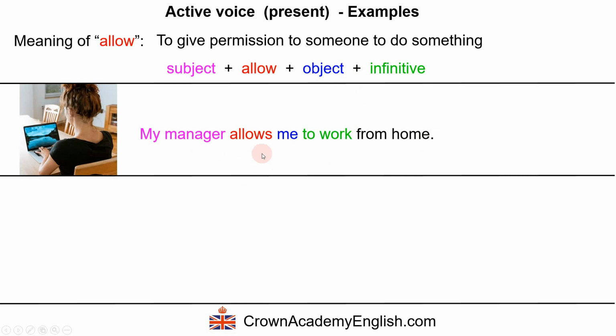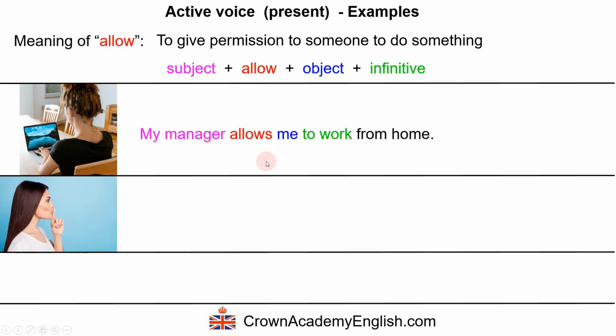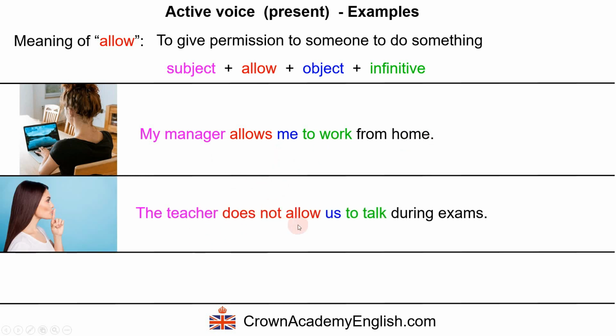So this is the present simple. So this means my manager gives permission to me to work from home. My manager authorizes me to work from home. Okay, so this is the direct object. So this is an object pronoun, and here's the infinitive. The teacher does not allow us to talk during exams. Okay? The teacher does not allow us to talk during exams.